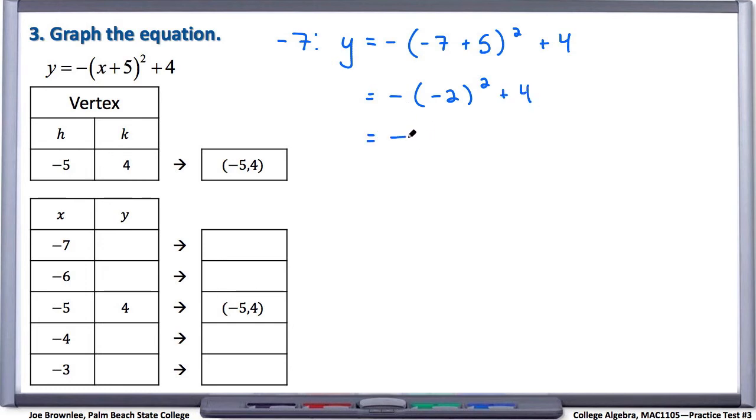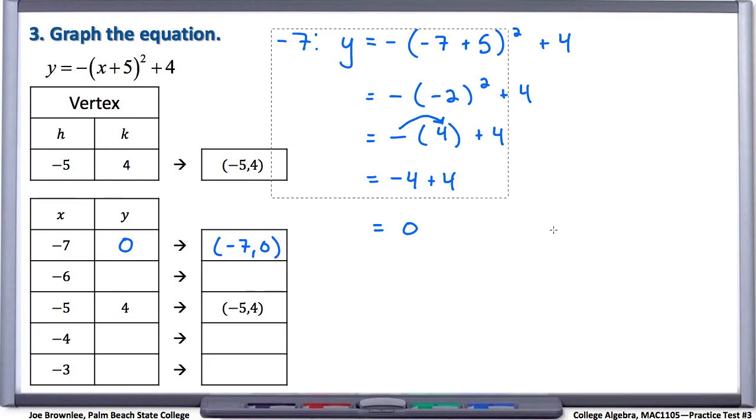Again, still cleaning up. We have that negative on the outside. Negative 2 squared is positive 4 plus 4. All right, we can now finally distribute that negative that was on the outside, so we end up with negative 4 plus 4, and then that gives us 0. So when x is 7, the corresponding y value is 0. And again, this just becomes the point, negative 7, comma 0.